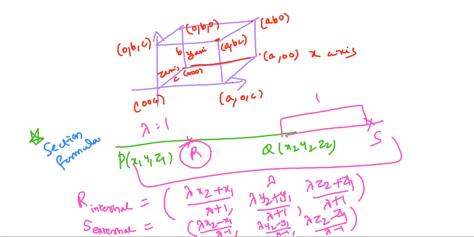The midpoint, obviously, is when lambda is 1 in the internal division. How to prove this? You can prove it using vectors again. PR bar equals lambda into PQ bar. Then you will get the coordinates for R. So anyway, we are familiar with the section formula in 2D. The same thing we are writing here.